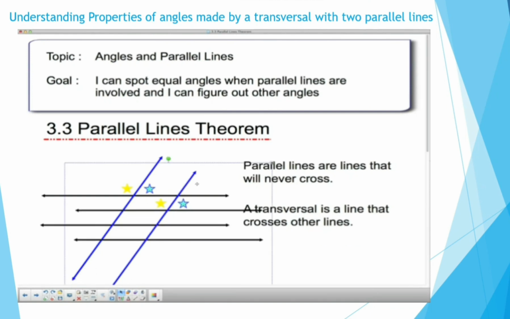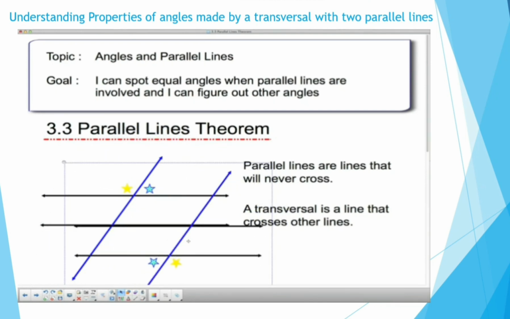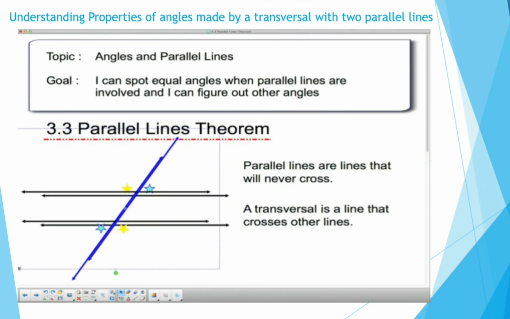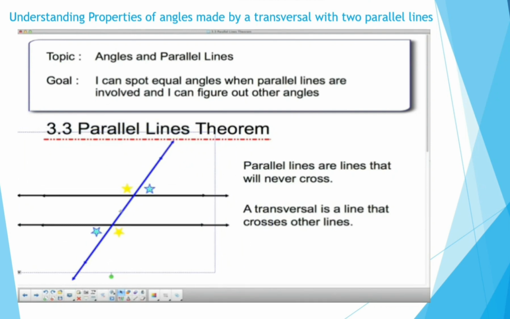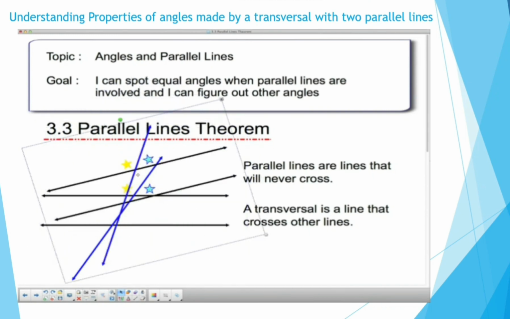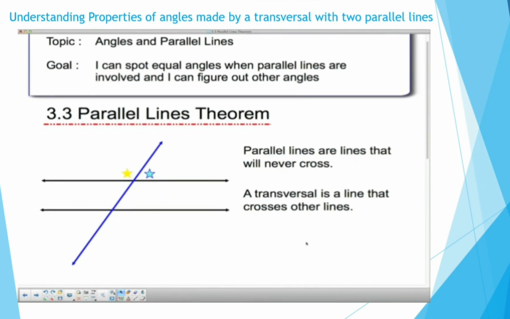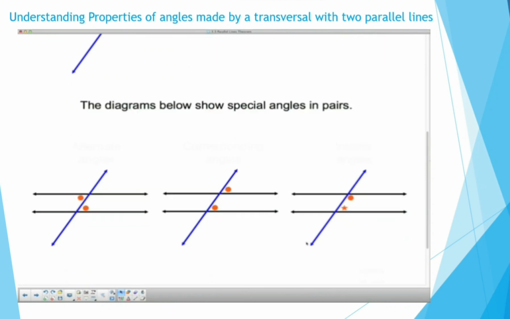I can also flip this thing around like that, and I've got other angles that are equal down in here. And remember that yellow star was the same over here, and then this is equal over here. So there's lots of equal lines all over the place when you have a transversal cutting a parallel line. So I'm just going to tell you the different types of lines, and you may have heard this before in elementary school. So these diagrams show the special angle pairs.